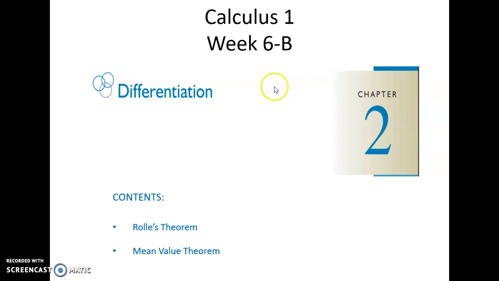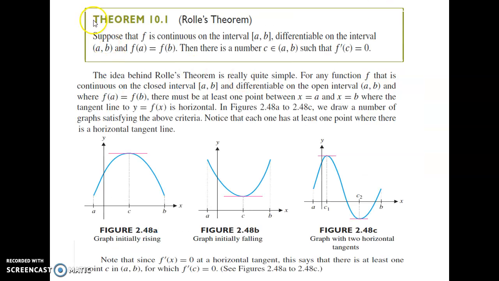So what Rolle's theorem says, suppose f is continuous in the closed interval, that means a and b included, and differentiable on the open interval where a and b are not included. And these are the values of x. If I put x equal to a, b in f, I will get f(a), f(b). And f(a) and f(b) must be equal. That is the important condition of Rolle's theorem.